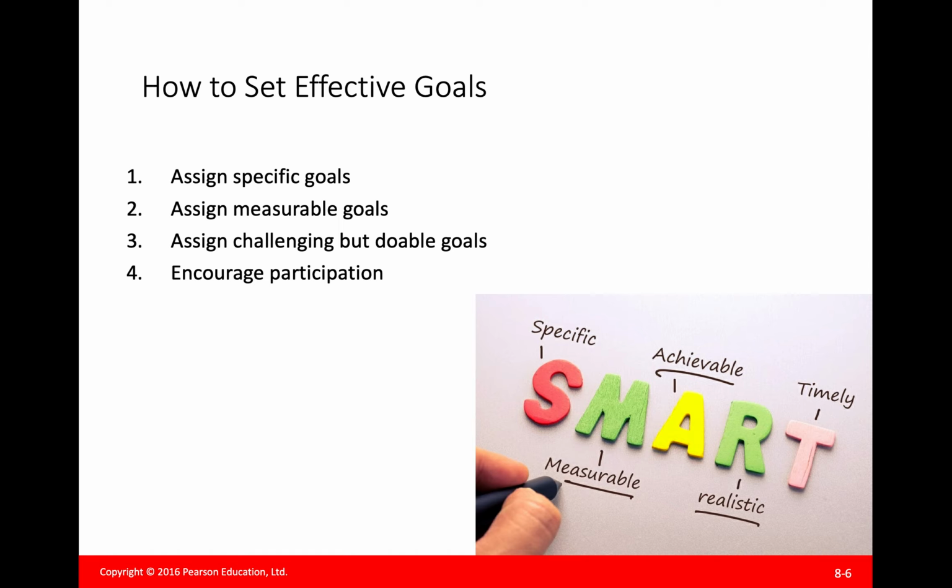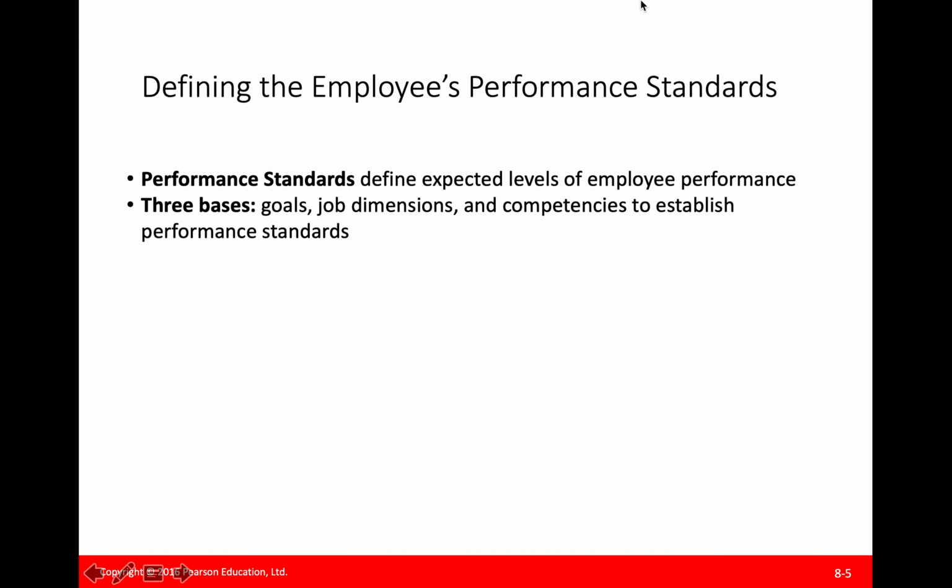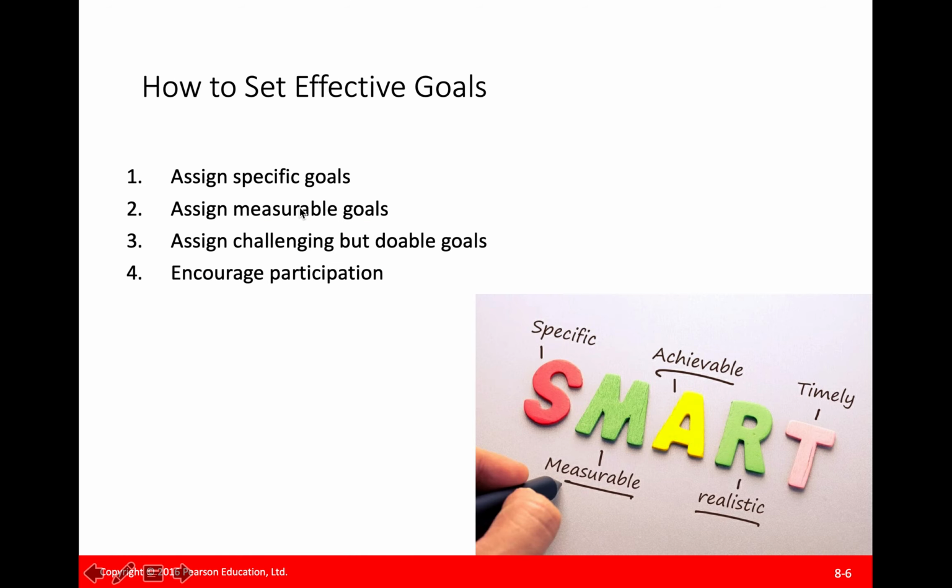So within the performance standards, remember we have three bases: goals, job dimension, and competencies. So for goals, this is a very popular base that we use to develop the performance standard. So for that purpose, we have what is called how to set effective goals.